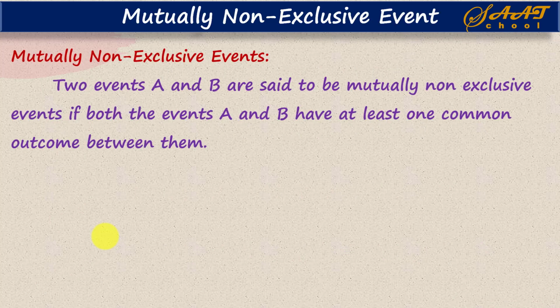Now this is the next term that is used in probability: mutually non-exclusive events. What are mutually non-exclusive events? Two events A and B are said to be mutually non-exclusive events if both the events A and B have at least one common outcome between them.